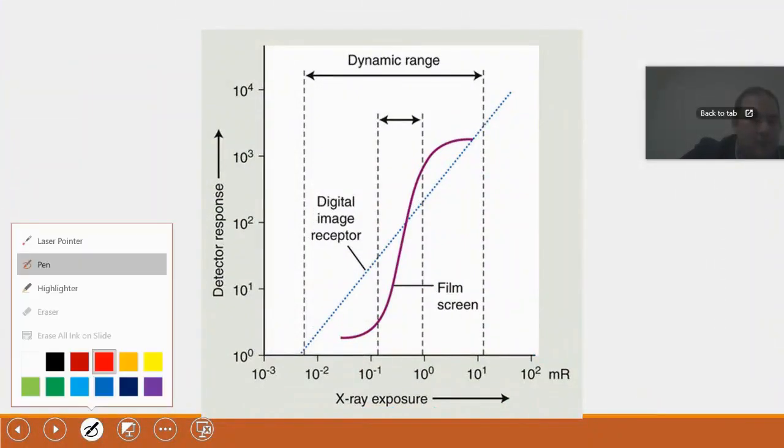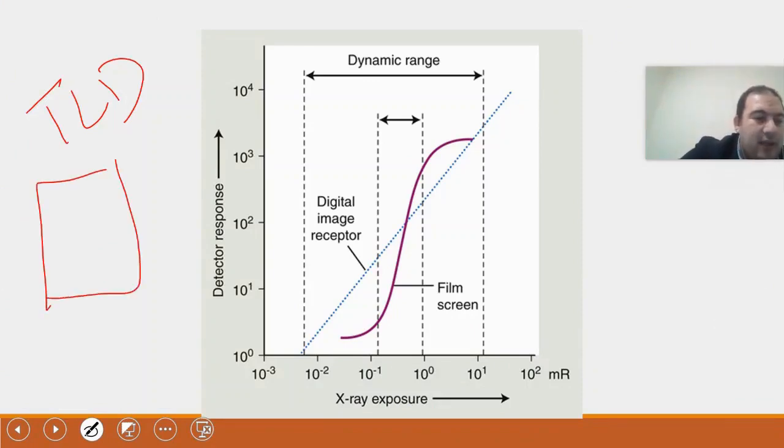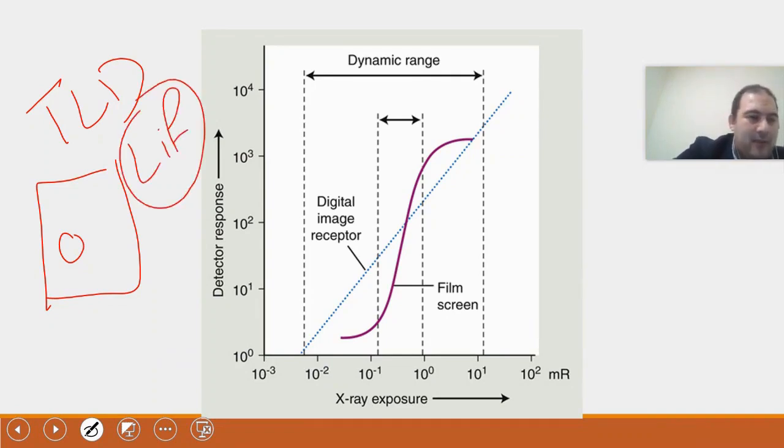The TLD has something like a TLD generator, and it contains film. The TLD is a thermoluminescent detector that has a crystal inside it. Inside, there is a crystal made of lithium fluoride. When this material is exposed to radiation, something called excitation begins to occur.